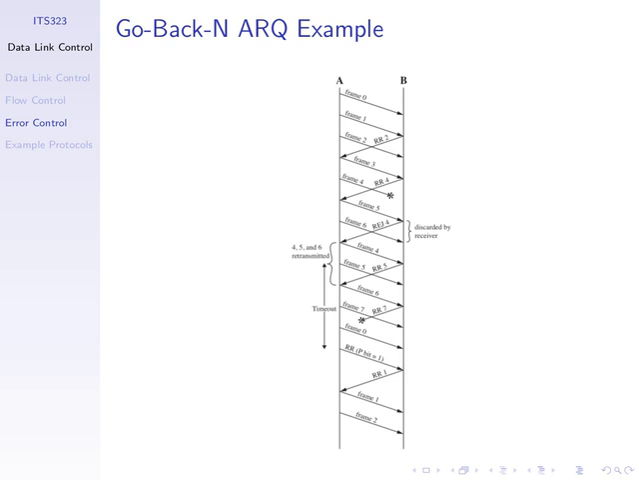And this is where go back N comes from. Source A goes back and retransmits the N frames since the lost one. In this specific case, we lost frame 4. We had transmitted 5 and 6. When we received the reject, we retransmit frames 4, 5 and 6.